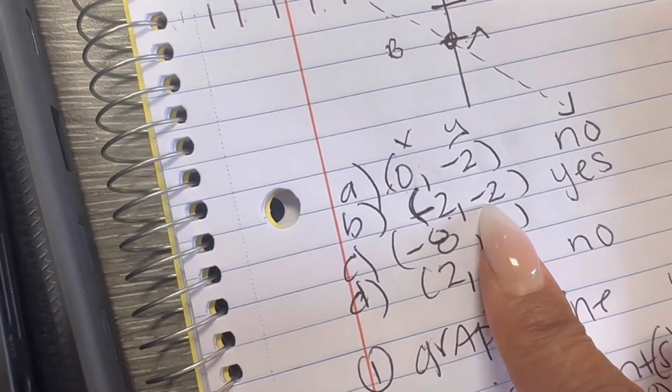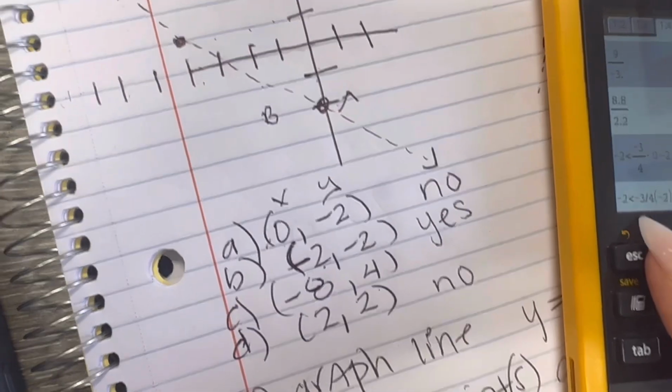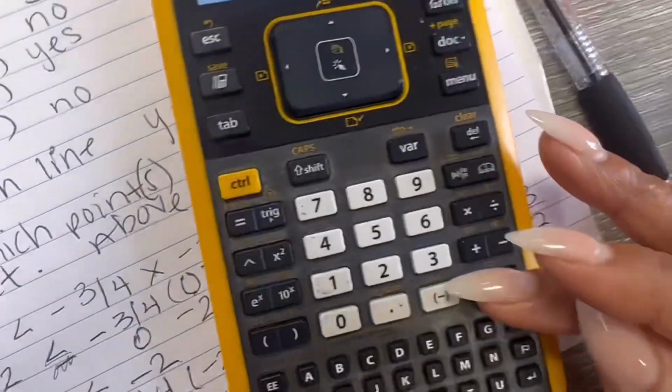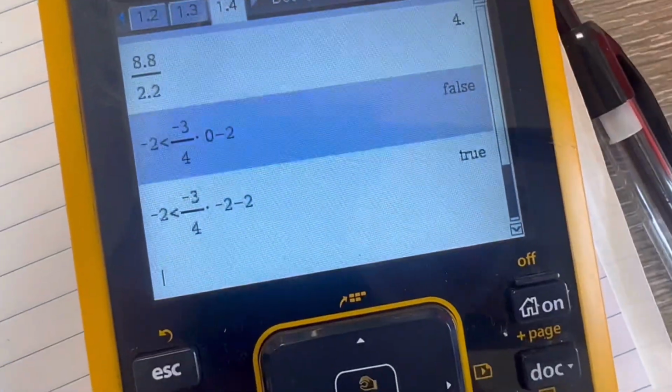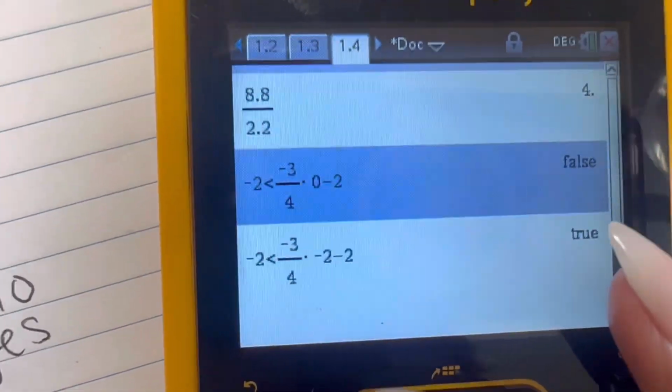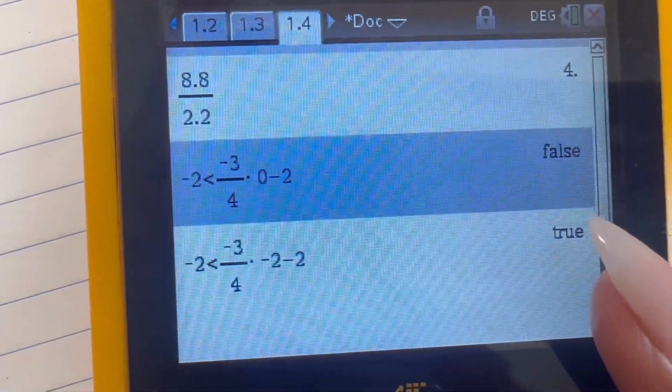Is that true? Is negative 2 less than negative 3/4 times negative 2 minus 2? That should be head math. If not, you hit enter. What does that say? It's true. So that means B is correct. So you could just put it in the yellow calculator and do true and false statements.